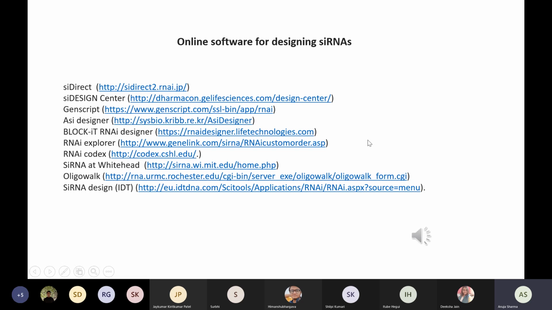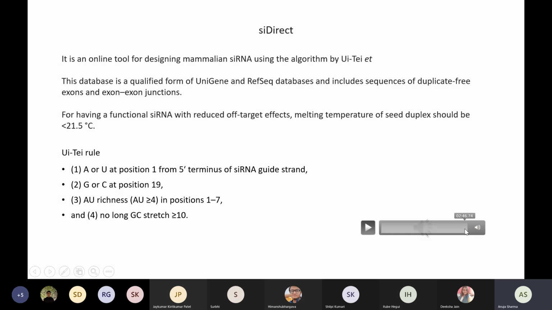After designing, there are some online software available for designing siRNAs. For siRNA designing, we are going to use SI Direct. It's an online tool for designing mammalian siRNA using the algorithm by Wei et al.